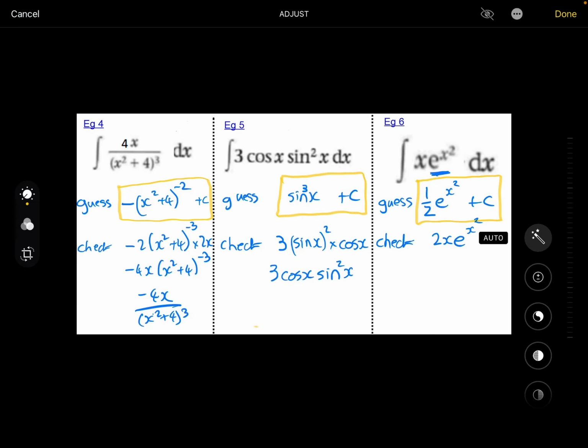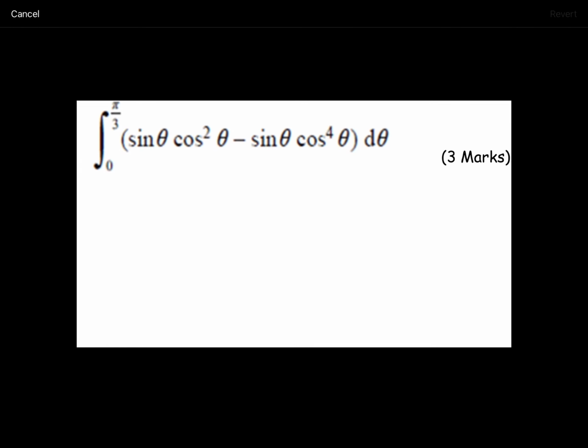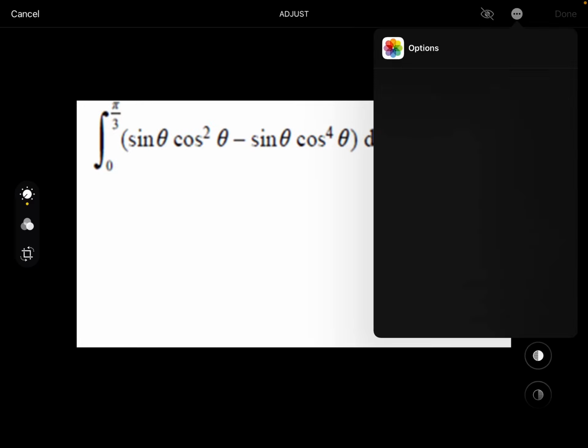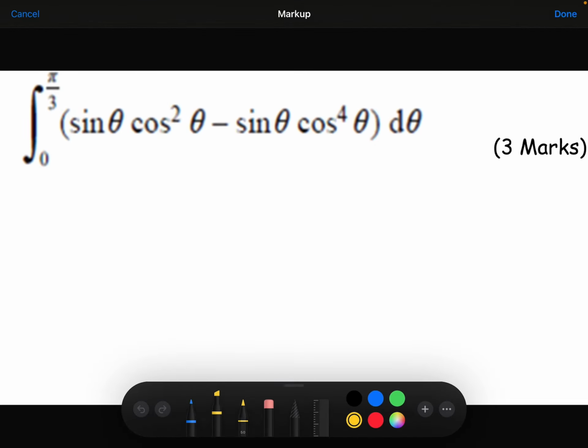Let me show you an exam question from a few years ago. Now this was the first part, no, it wasn't the first part. This was a part of an exam question. It was only worth 3 marks. And if you were going to do this the long way with substitution, it can take a long time. If we do it with the guess check method, it's nice and quick and simple. So, ignore the limits for now, that was for a different part of the question. Let's just do the integral.